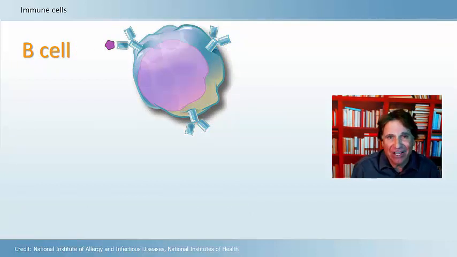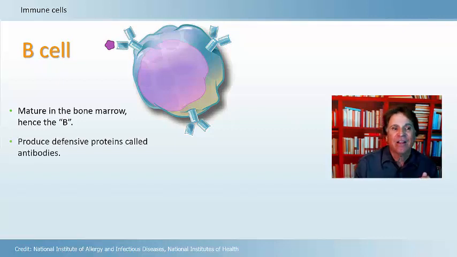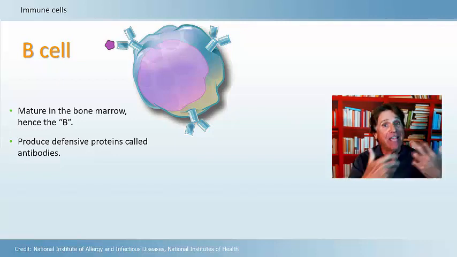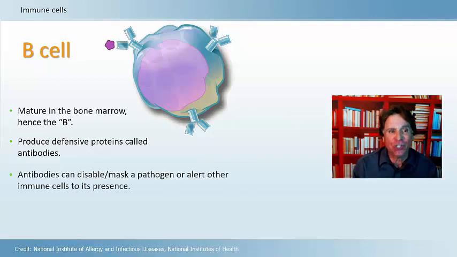The B cell is another type of immune cell. And these B cells mature in the bone marrow, hence they are called B cells. The B cell produces defensive proteins called antibodies. Remember, the antigen is the foreign substance. The antibody is what is produced by the B cells that will then bind to that antigen.